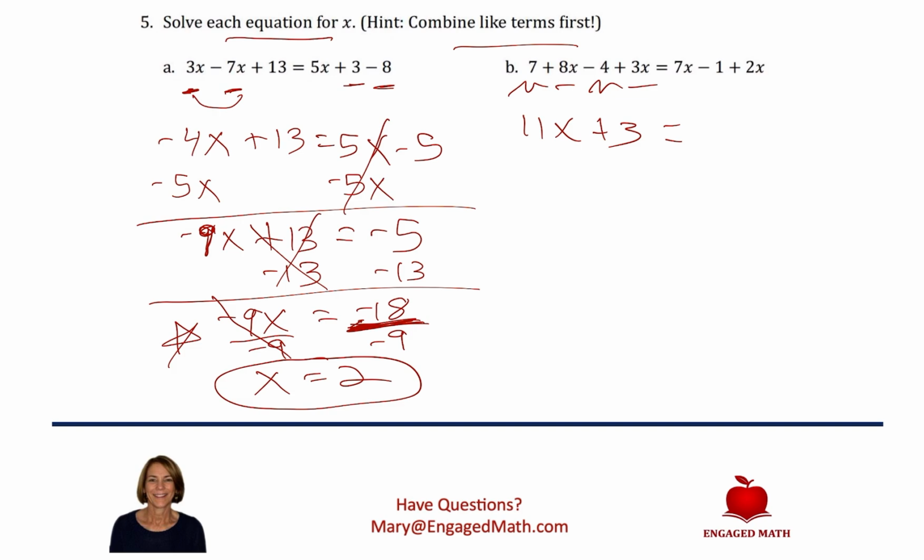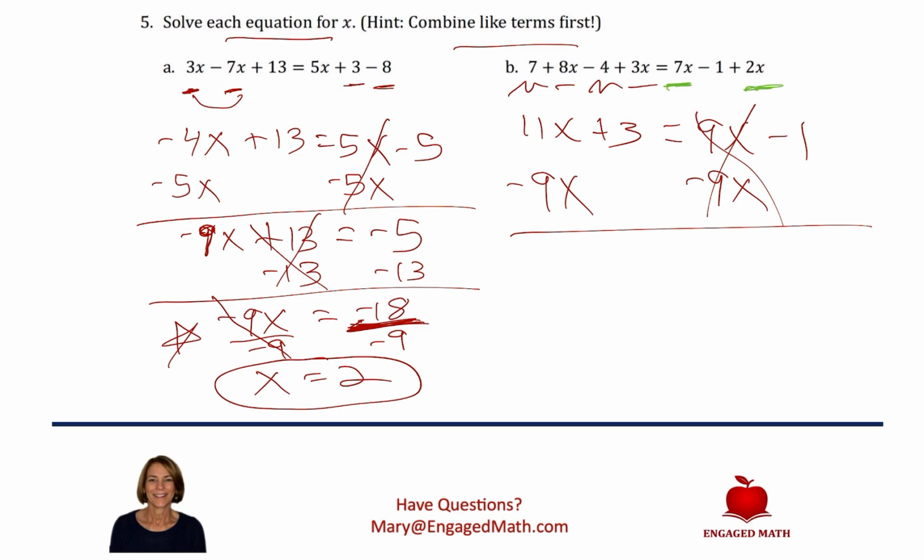On the right-hand side, let's change that color up a little bit. We have a 7x and a 2x. Those combine to give us a 9x. And then we still have the minus 1 there. Okay, once again, I'm going to move the variables to the left. I'm going to do that by subtracting 9x from both sides, knowing that makes that 9x go away.